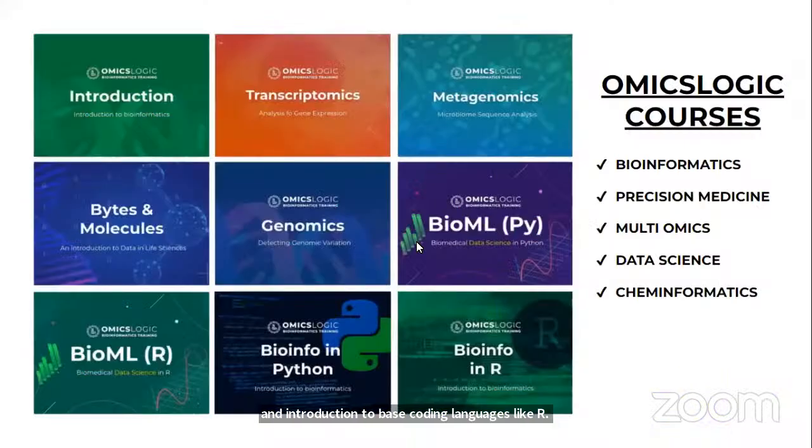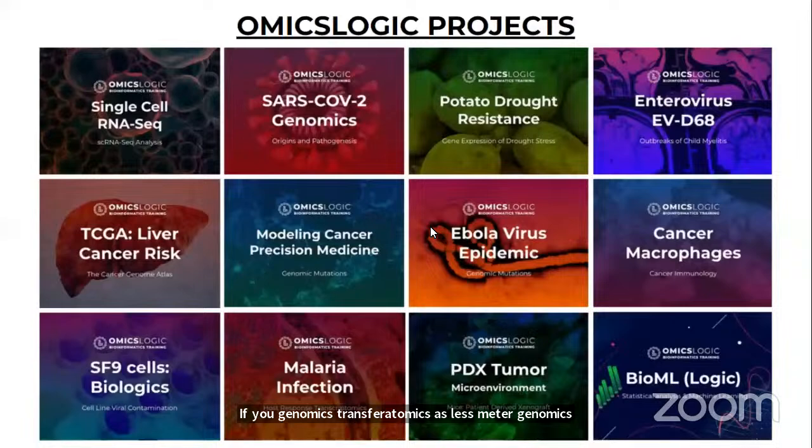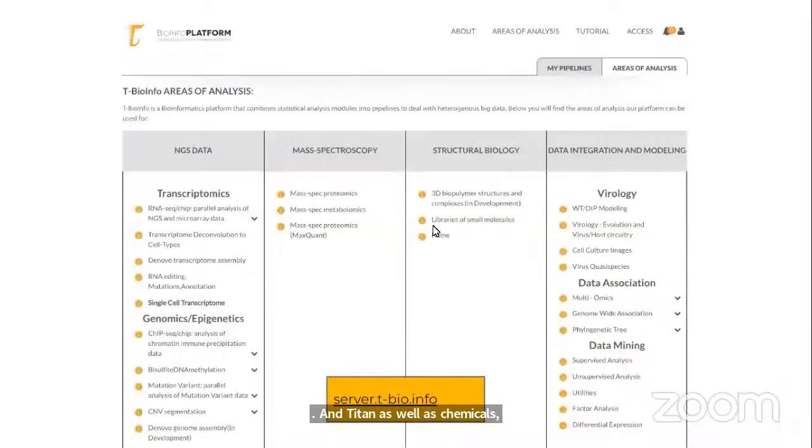This also comes with access to the Omics Logic courses, which include courses on bioinformatics, precision medicine, multi-omics, including genomics, epigenomics, transcriptomics, as well as metagenomics, and data science that includes bioinformatics using R and Python, as well as cheminformatics, and example projects of different fields which you could learn from and replicate for your research work.